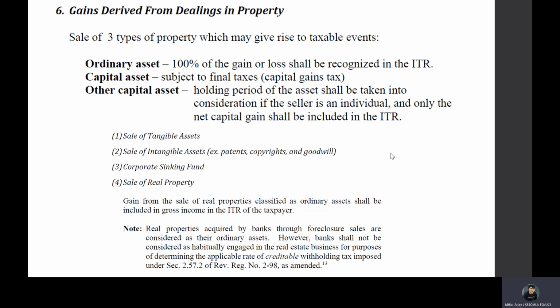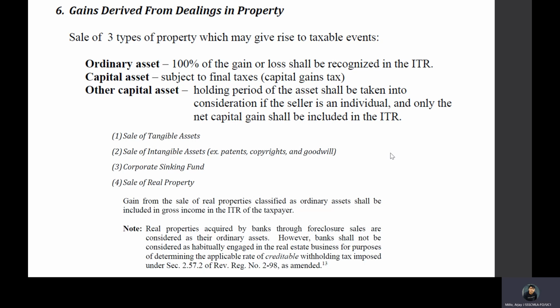Sale of tangible asset, ito yung pwedeng mga inventory mo sa usual operation, usual trade. Sale of intangible asset, ito yung mga patents, copyrights, and goodwill. Corporate sinking fund, sinking fund yung fund that makes periodic payment. So technically, ito yung pinupull mong money kasi meron kang need na bayaran ng capital.